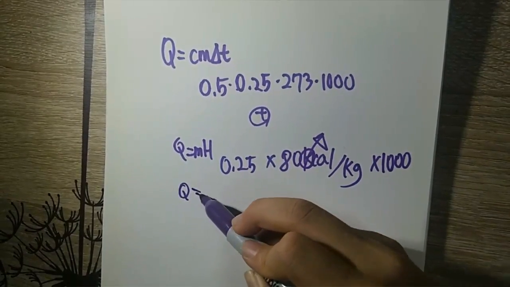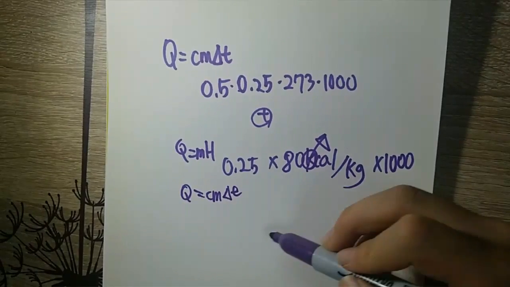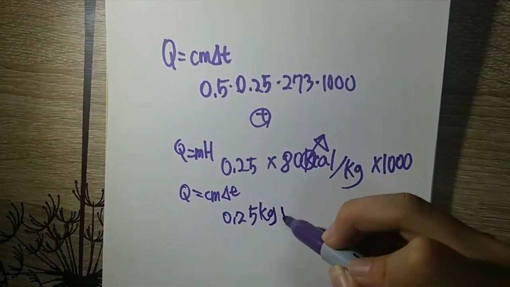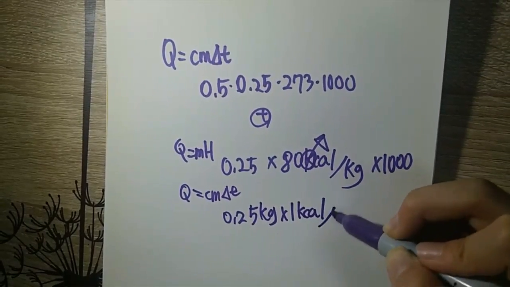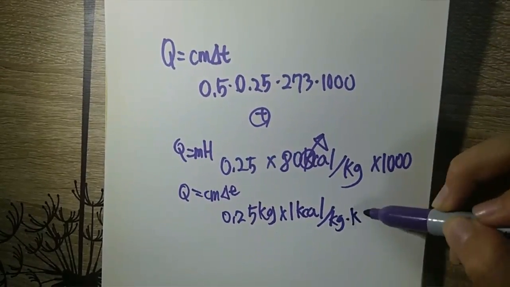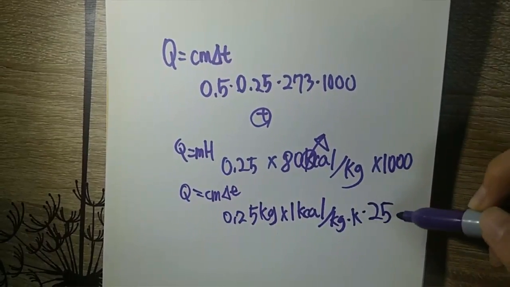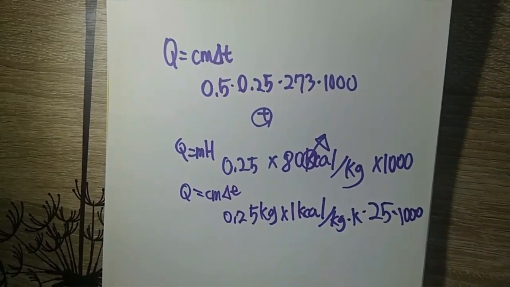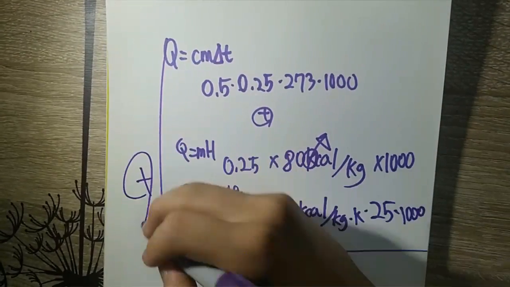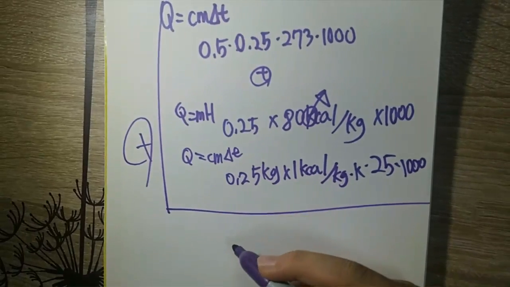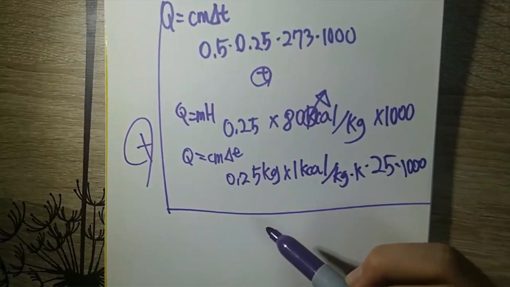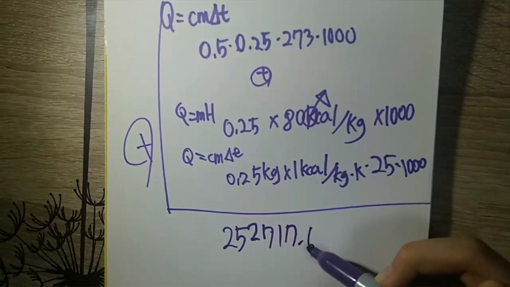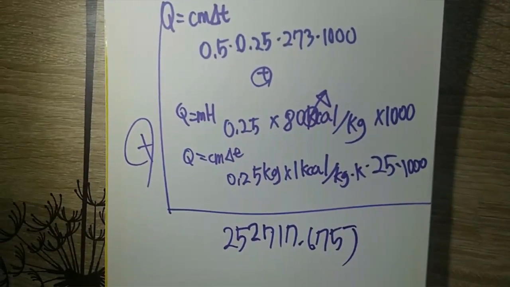And we will use Q equals Cm delta T again, and we write that equals 0.25 kilograms, 1 kilocalorie per kilogram times Kelvin, 25. Add those and you get the awesome answer. If you convert it to joules, it is 25717 times 675 joules exactly.